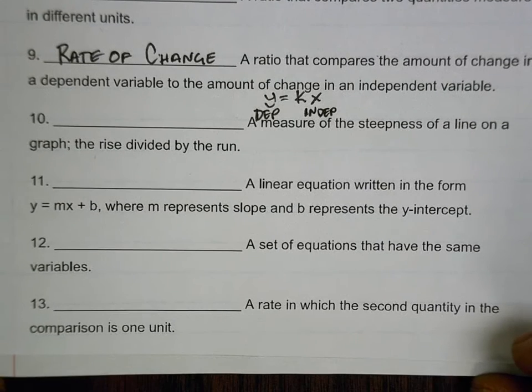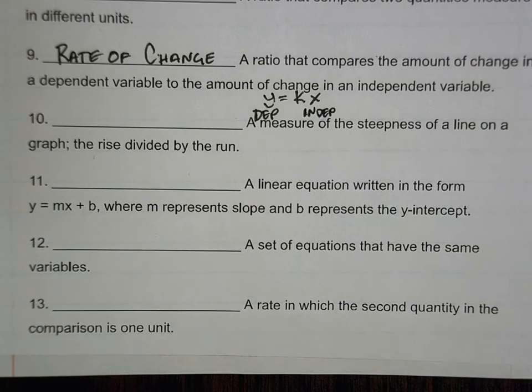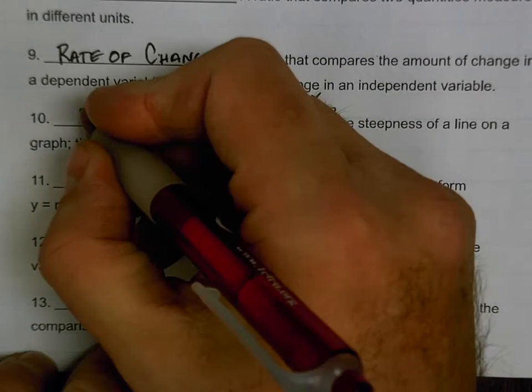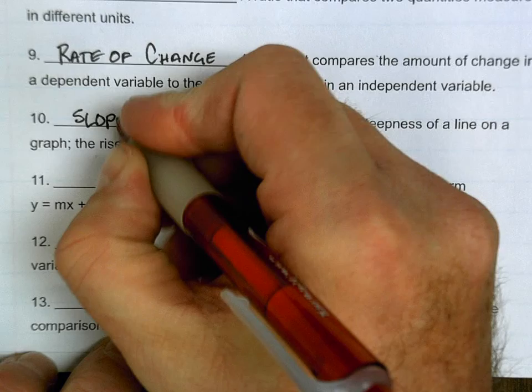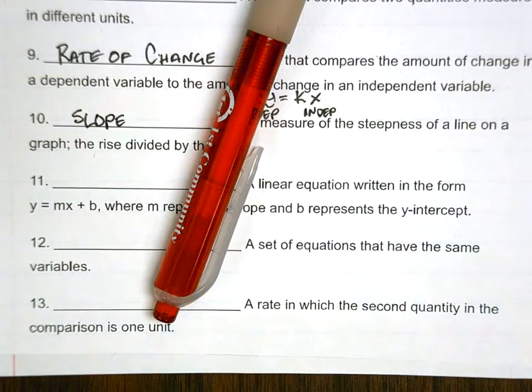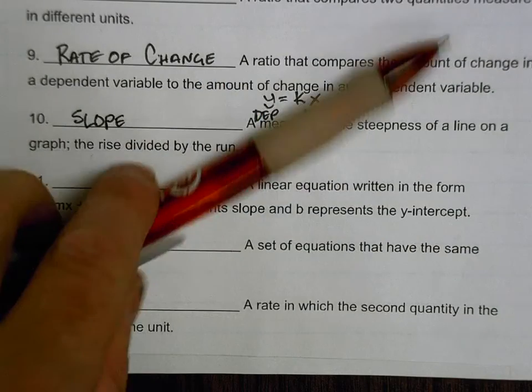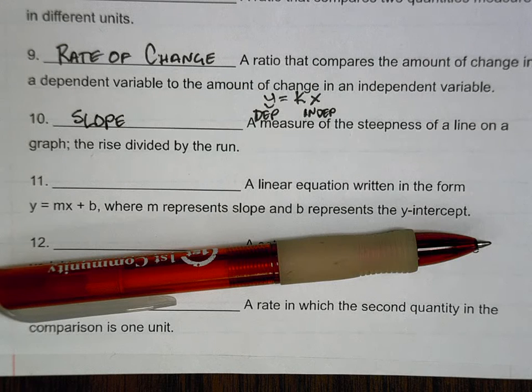All right. Number 10. A measure of the steepness of a line on a graph. It is slope. We're going to go over slope a lot. I want you to think about this, and this is the dance move you have to know. Pay attention. Positive slope: put your right hand in the air. If it rises to the right, it's positive slope. If it rises to the left, it's negative slope.